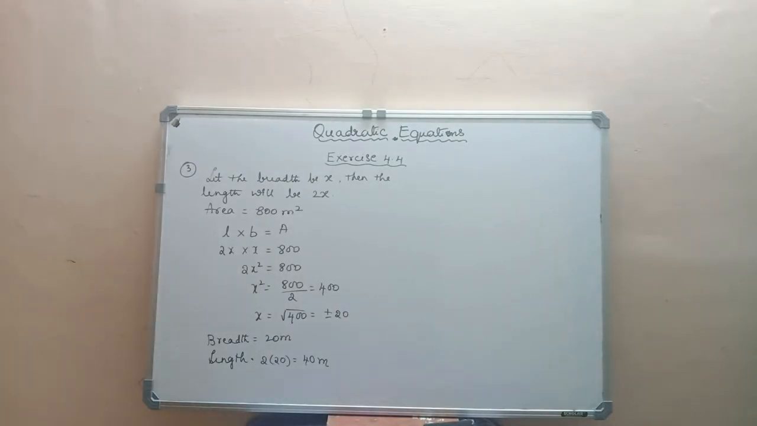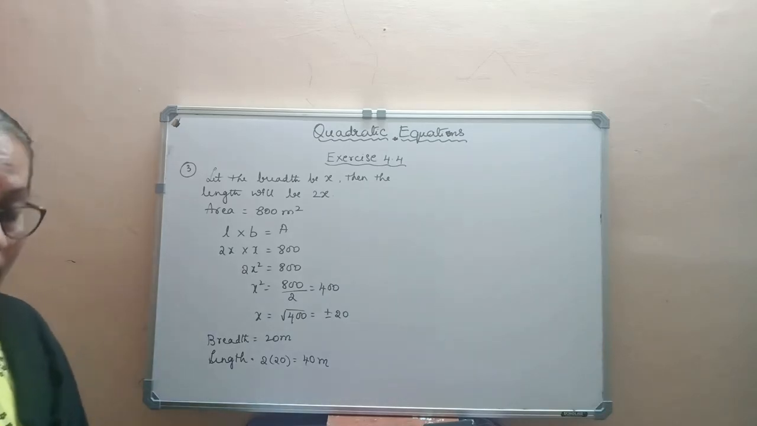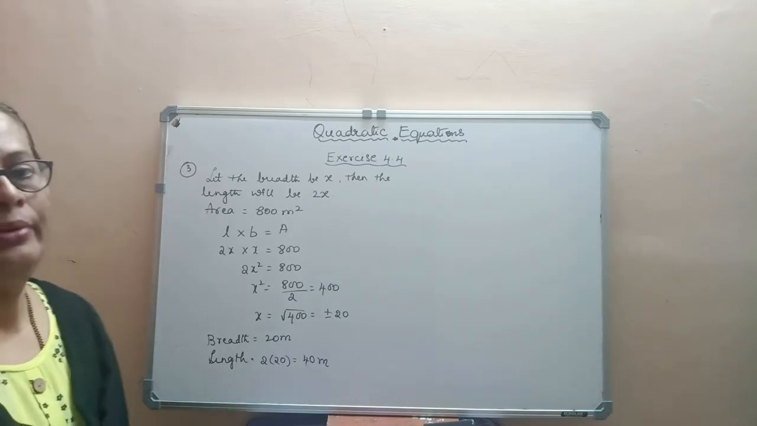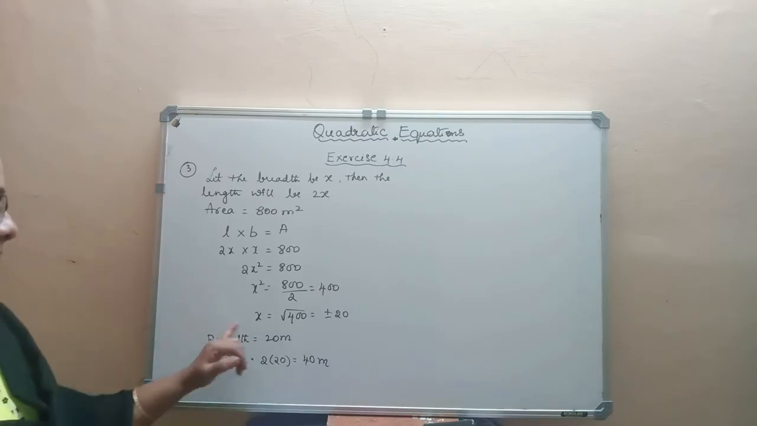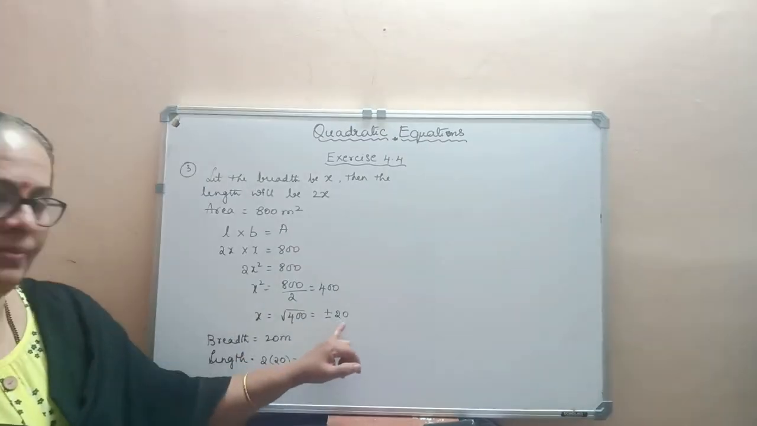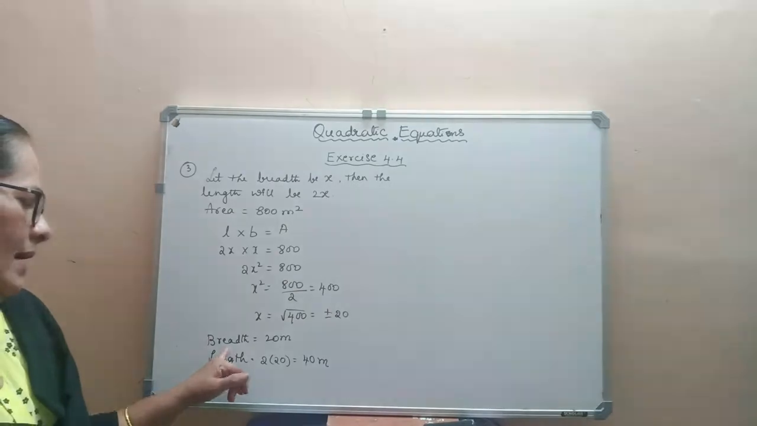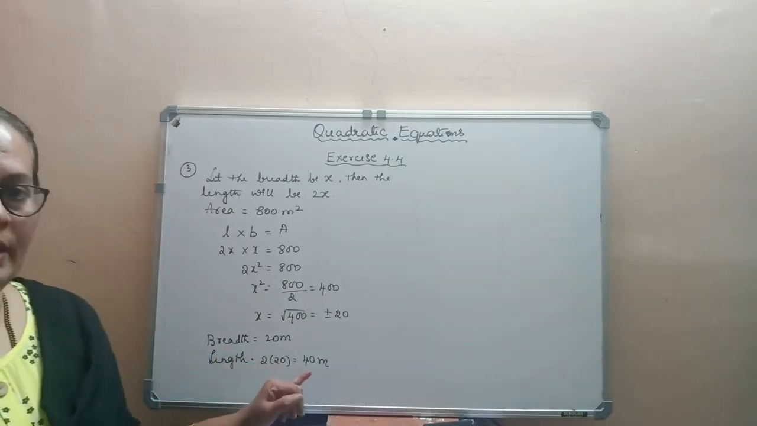Therefore, you can write: yes, it is possible to design a rectangular mango grove, because x here is a positive value, x is 20. So when x is 20, the length is 40 meters.